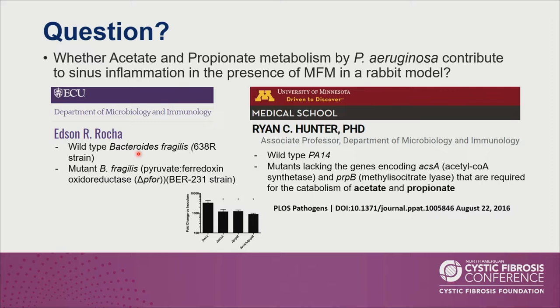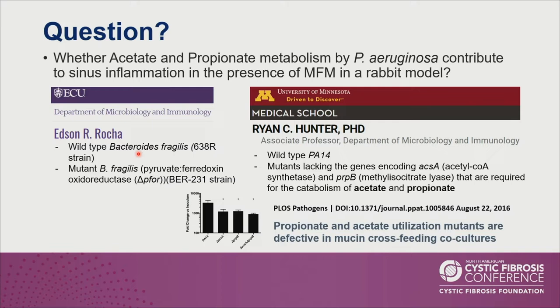So I am able to infect the rabbits with the anaerobic bacteria plus Pseudomonas which can utilize acetate, or which does not utilize acetate, and see whether there are any different responses between those two groups of rabbits. Based on the PLOS One study by Ryan Hunter, the propionate and acetate utilization mutants are defective in growth when they are co-cultured with the oral anaerobes.